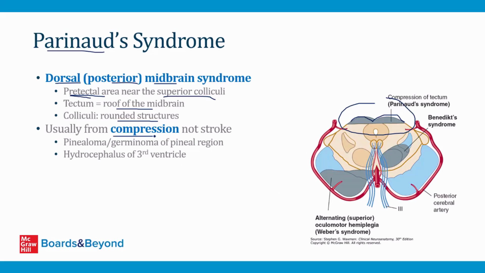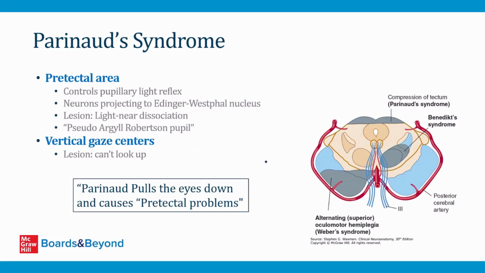There are a couple of things in this region that can compress the midbrain. One is the pineal gland, which is very close to here. So if you get a pinealoma or a germinoma, these are rare tumors involving the pineal gland, they can compress this region right here. Also, the cerebral aqueduct is right here, as we've discussed. So if there's hydrocephalus involving the third ventricle, the cerebral aqueduct can enlarge, and that can also compress this region, causing Parinaud syndrome.